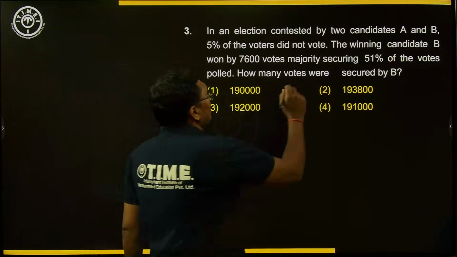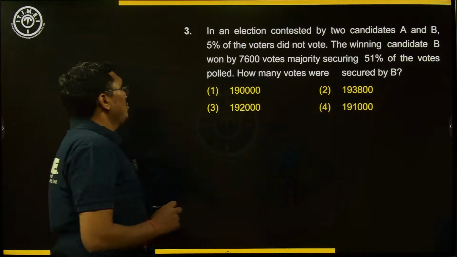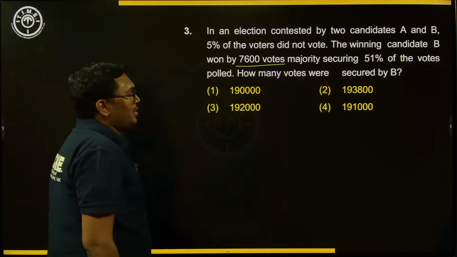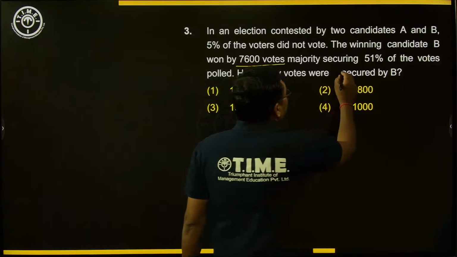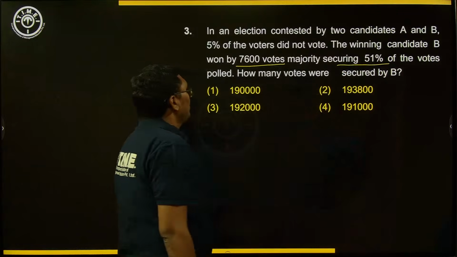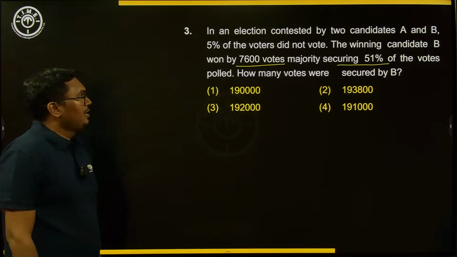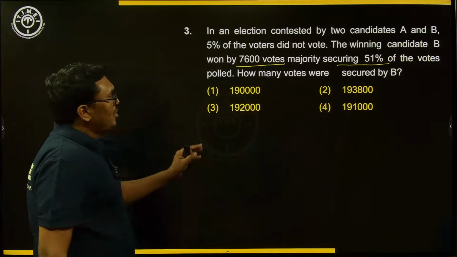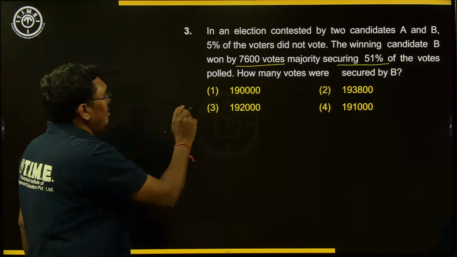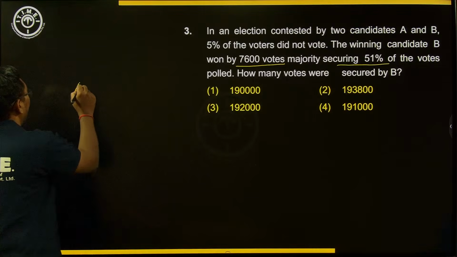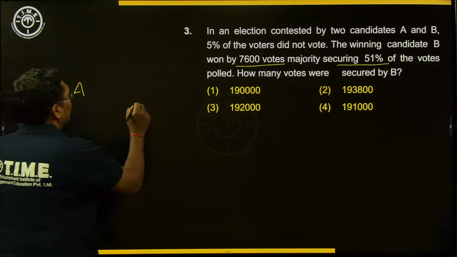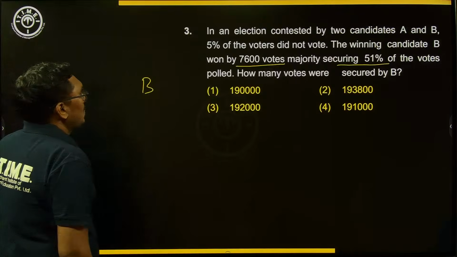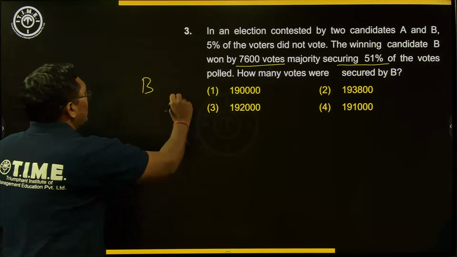సో నెక్స్ట్ ఏమిటి? ద విన్నింగ్ క్యాండిడేట్ బి ఓన్ బై 7600 votes majority. So securing 51% of the votes. So 51% of the votes polled, right? So how many votes were secured by B? So out of the polled votes, 51%, how many contestants are there? ఇద్దరు ఉన్నారు. ఎవరు? A and B. Okay. So out of the polled votes, 51% of the votes polled.